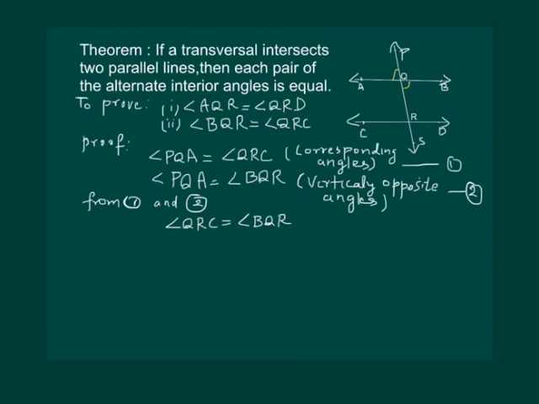Similarly, if we start with angle PQB and QRD to be equal because they are corresponding angles, and then PQB is also equal to angle RQA as they are vertically opposite angles, we can reach the result angle AQR is equal to angle QRD. Hence, we prove the theorem. So we have that if two lines are parallel and a transversal intersects them, then the corresponding angles are equal and the alternate interior angles are also equal.